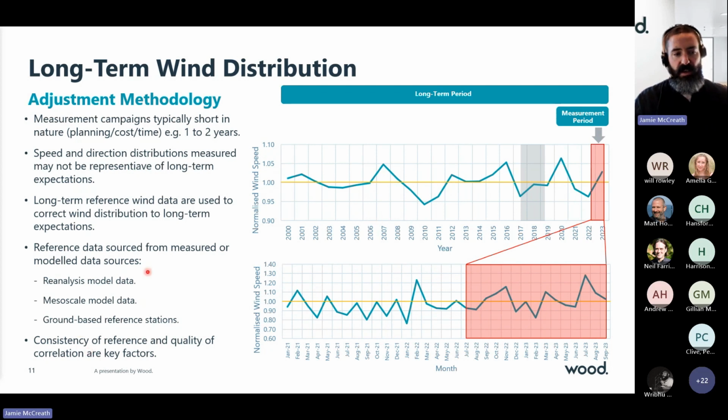So in selection of which data set you would choose, you need to look at the consistency of that data set. Ground-based stations in particular, there may be changes in instruments or changes in exposure, and then also the quality of the correlation that you have between your site measurements and the long-term, and also the uncertainty associated with that, are all going to feed into selection of the most appropriate model.